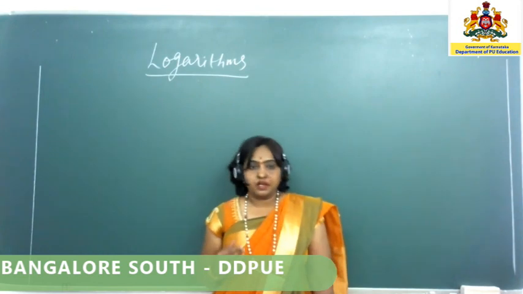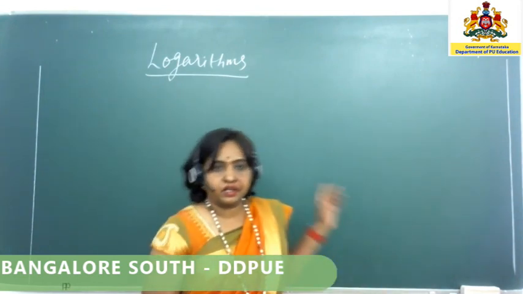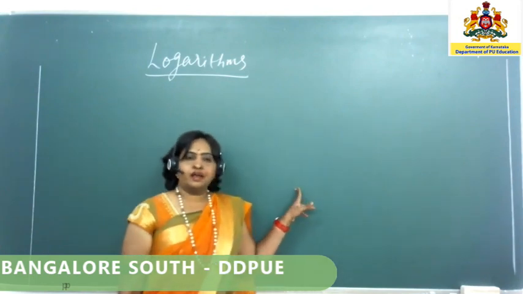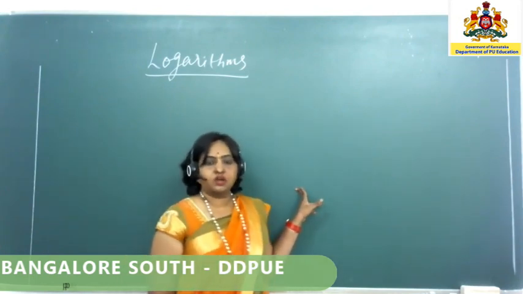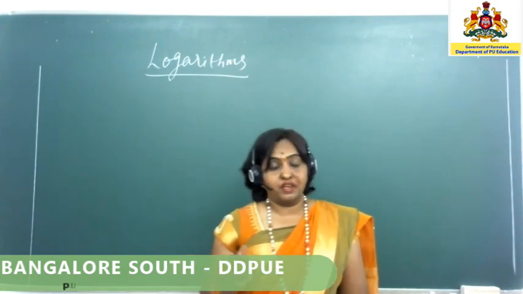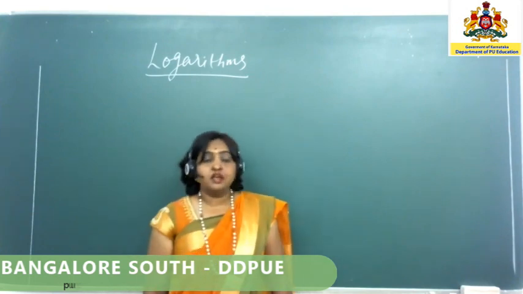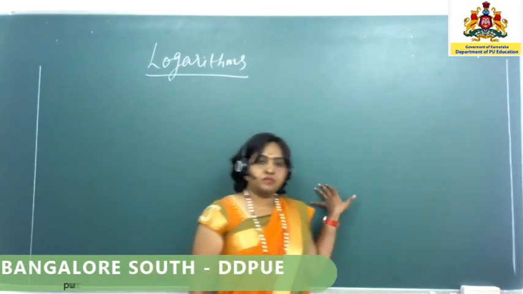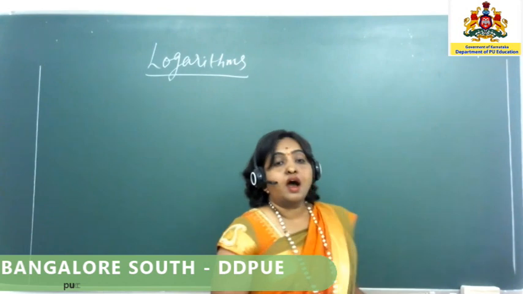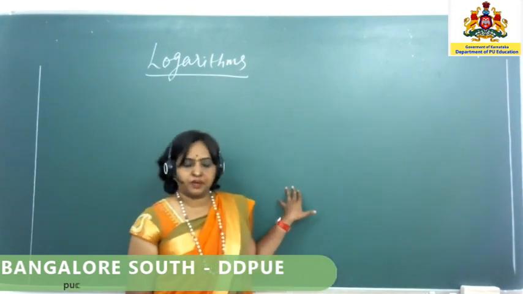John Napier, a Scottish mathematician, introduced logarithms, and later this was modified by Henry Briggs, who introduced common logarithms. Logarithms are used in simplifying calculations. The logarithm to base e is known as natural logarithm or Naperian logarithm, and logarithm to base 10 is known as common logarithm or Briggsian logarithm.